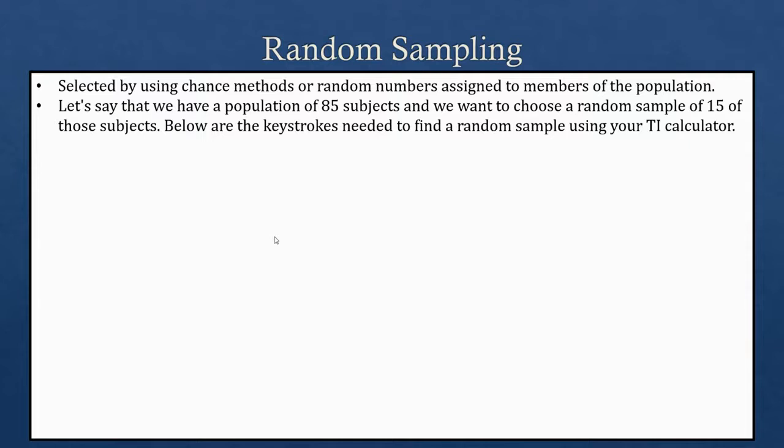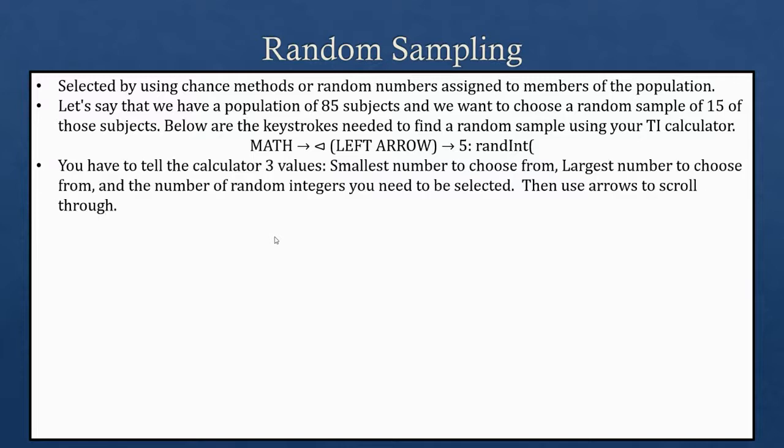Your calculator actually has the ability to randomly generate numbers. Now, it's not completely random, but it's as close as we can get with computers. So the idea is in your calculator, you're going to go to the math button. Then we're going to go over to the left, and it shoots us back to the end under probability, and we're going to go to option number 5 that says randInt.